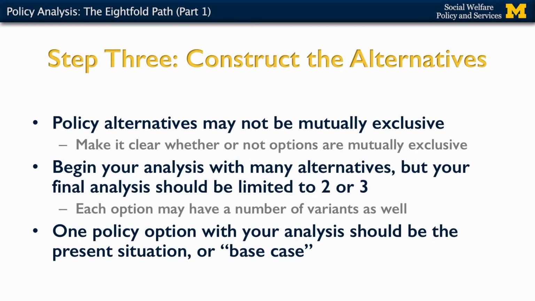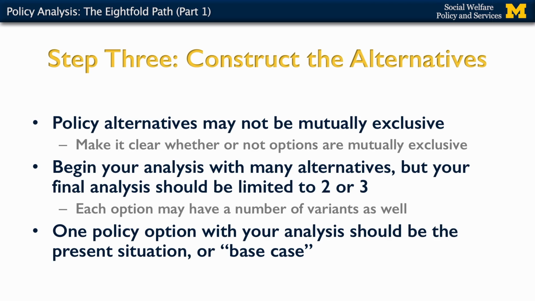On to step 3, we want to try to construct different alternatives. So policy alternatives might not be mutually exclusive. We want to make it clear whether or not they are, though. So as we begin our analysis, you might have many alternatives, but your final analysis should be limited to 2 or 3. When you pass this off to the person that's going to make the decision, you don't want to give them 8 different alternatives to look at. You want to have narrowed it down for them based on what you think is likely to happen.